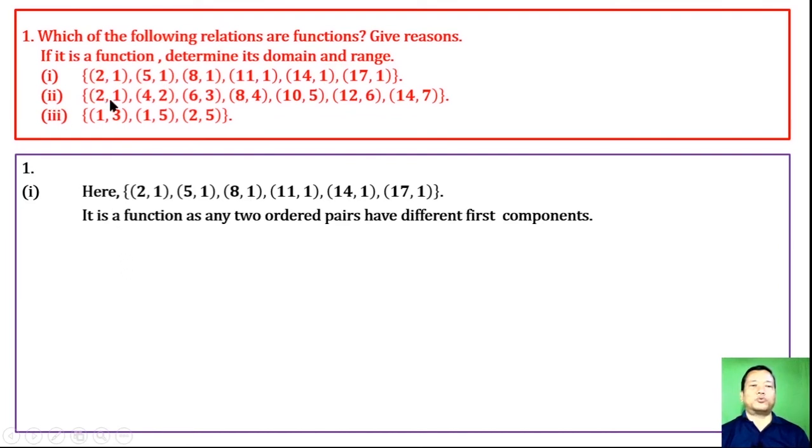For Roman number 2: (2,1), (4,2), (6,3), (8,4), (10,5), (12,6), (14,7). This is also a function. For the first one, its domain is the first components 2, 5, 8, 11, 14, 17, and the range is the second component, which is 1 only.